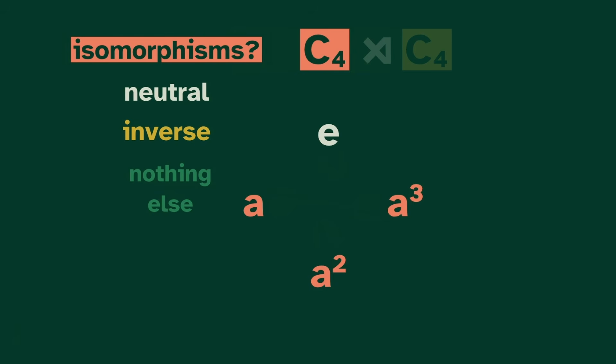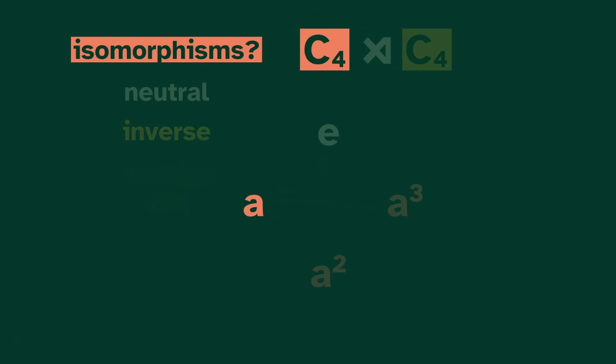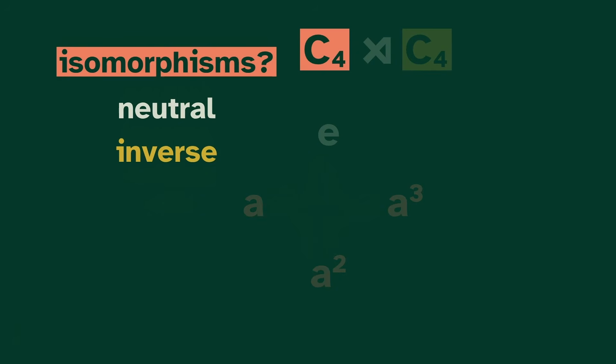Since everything is a multiple of A, we can explain the entire map by where A goes. If it goes to itself, that's neutral. If it goes to A cubed, that's inverse. But if it goes to A squared, then A cubed also goes to A squared. It's not 1-to-1. And the same thing happens if we map to E! Yeah, so these are the only 2 isomorphisms. But if we use the neutral one, we just get the direct product. So let's use the inverse map.